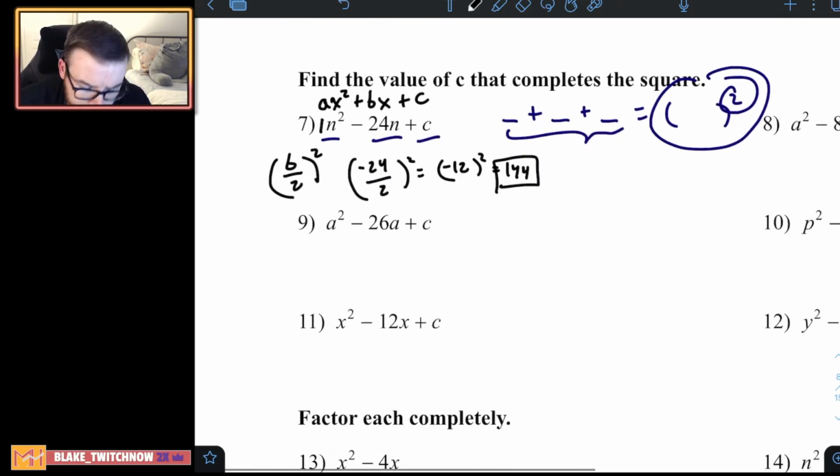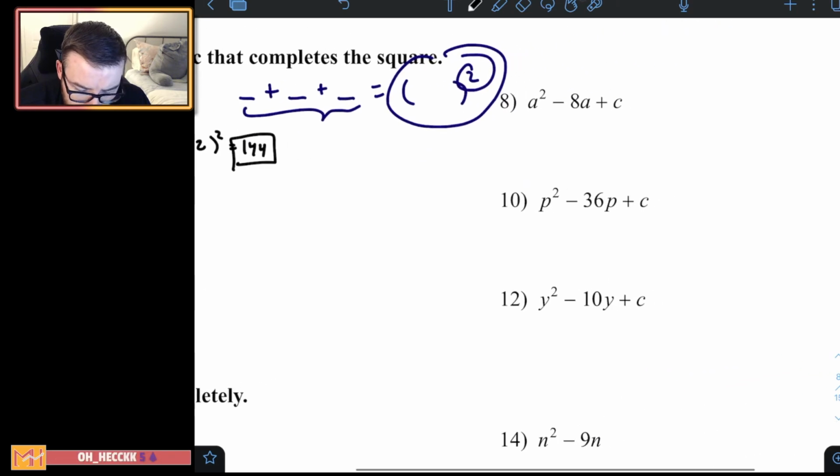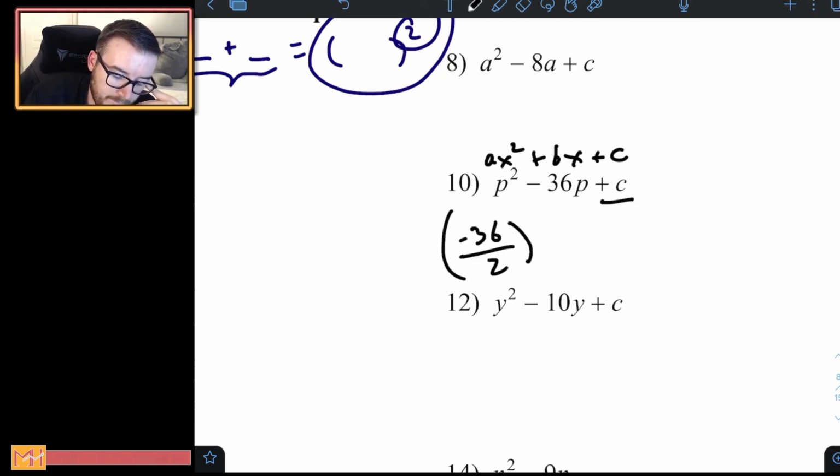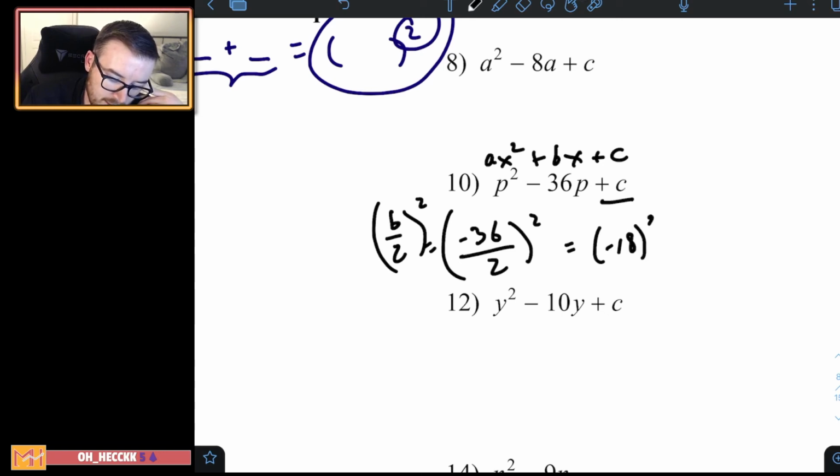Let's do one more. Let's look at number 10. What is the c value that is needed to complete the square? The b value is negative 36, and the formula to find the number that completes the square is b over 2 squared. That's negative 36 divided by 2, which is negative 18. And negative 18 squared, maybe I shouldn't have chosen that one, that's a big number. 18 squared is 324.